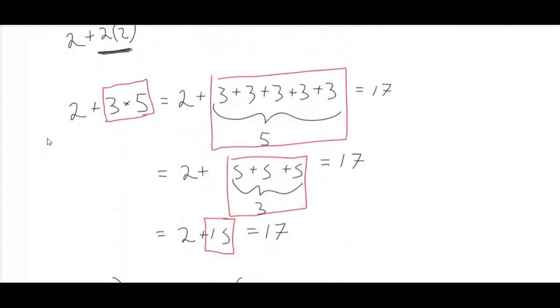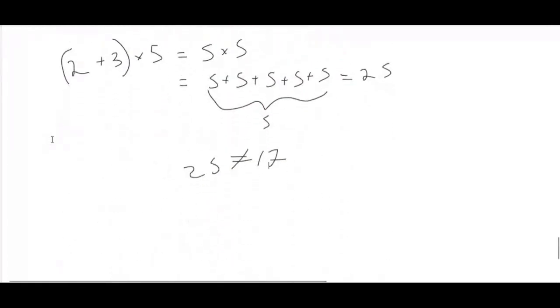When we break down multiplication into what it actually means as a form of addition, right? We know 17 is the right answer, and 25 is not equal to 17, which means you have to multiply first. You cannot add first, okay? So multiplication has to come before addition, all right? So this is why not only is it important for us to agree on an order of operation, it's also important for us to use the right order of operations, right? We can't all agree on the wrong one. We have to all agree on the right form, right?